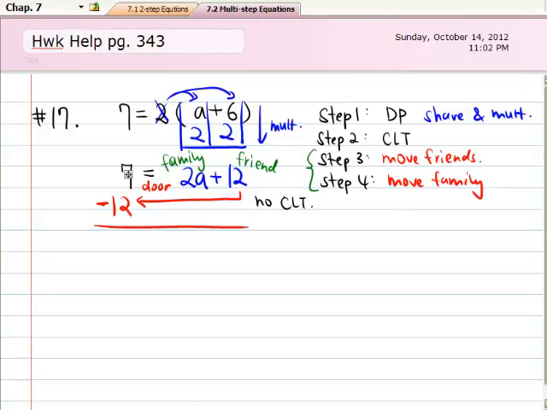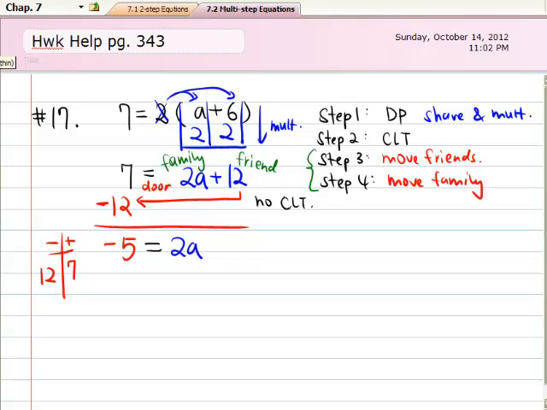Then we're going to get our new equation. We're going to have 7 minus 12, and if you need to use the T for teams, then we're going to put 7 positive, 12 negative, which gives us negative 5 as the answer there. We still have an equal sign, and we still have this expression over here, 2a. The 12 is no longer there. The friend left the party.